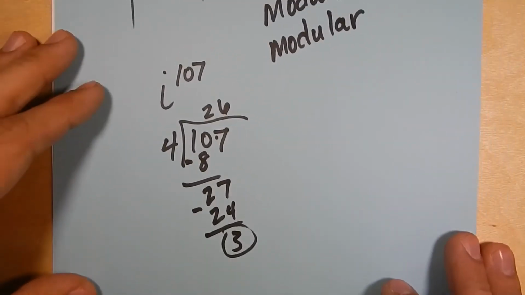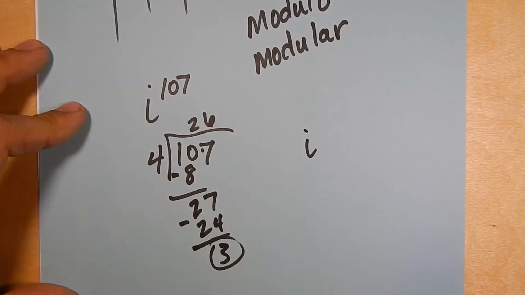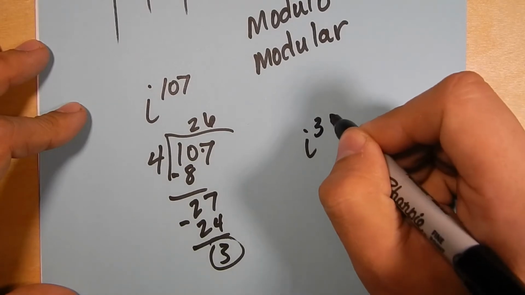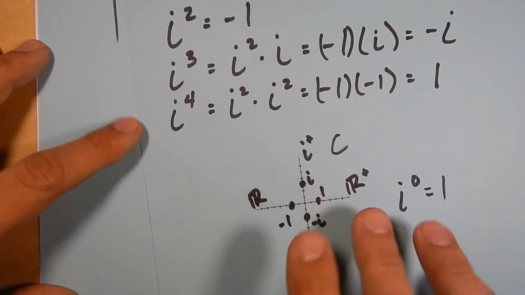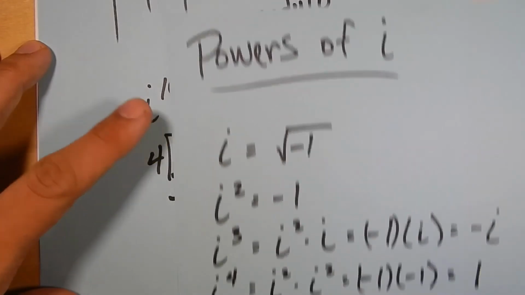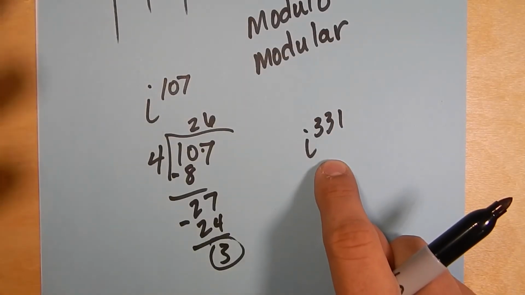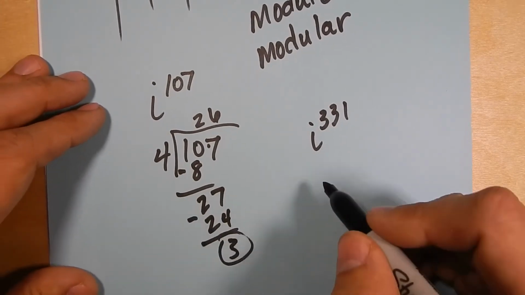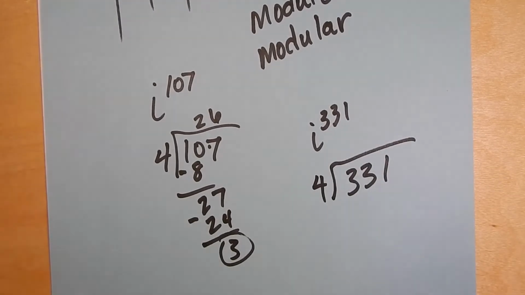So let's do another example. How about I to the, let's think of a good one. How about 331? So I to the 331 power. Now, we wouldn't necessarily want to break these apart like that. What we want to do is get the right answer, but most importantly, we want to get the answer quickly. And this is the way to do it. So we're going to take 4 into 331, and you can do this on your calculator.